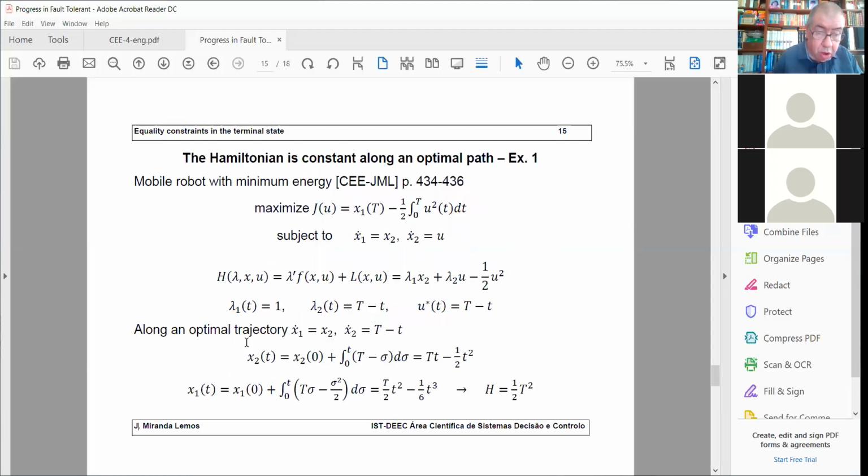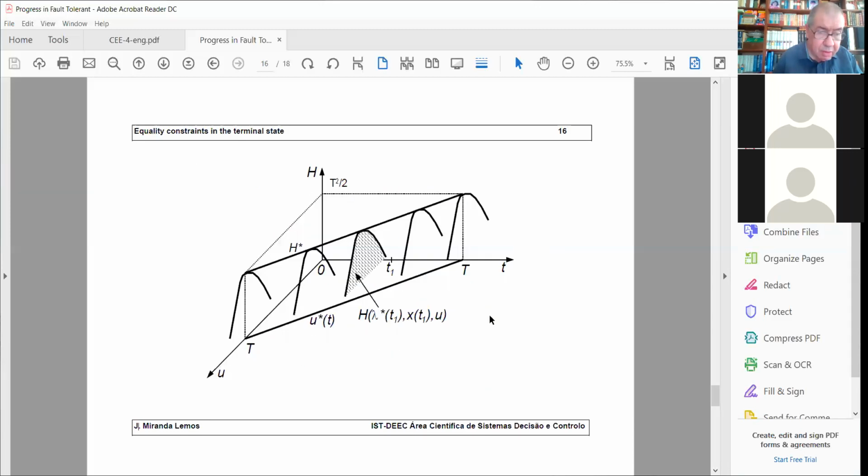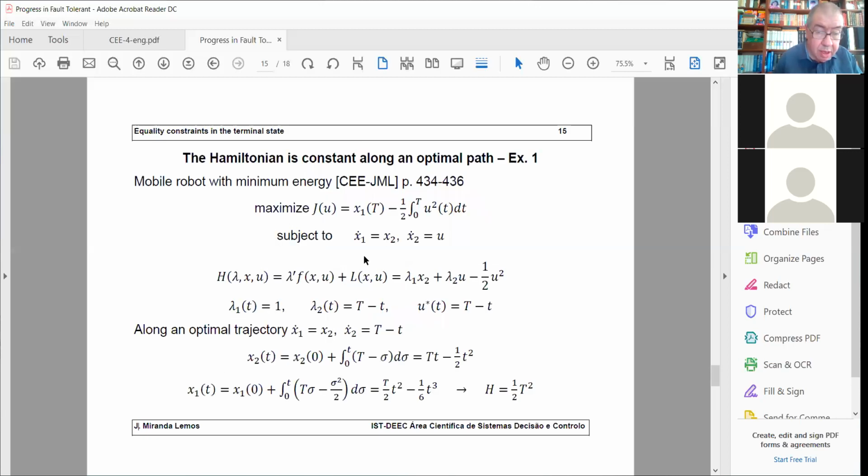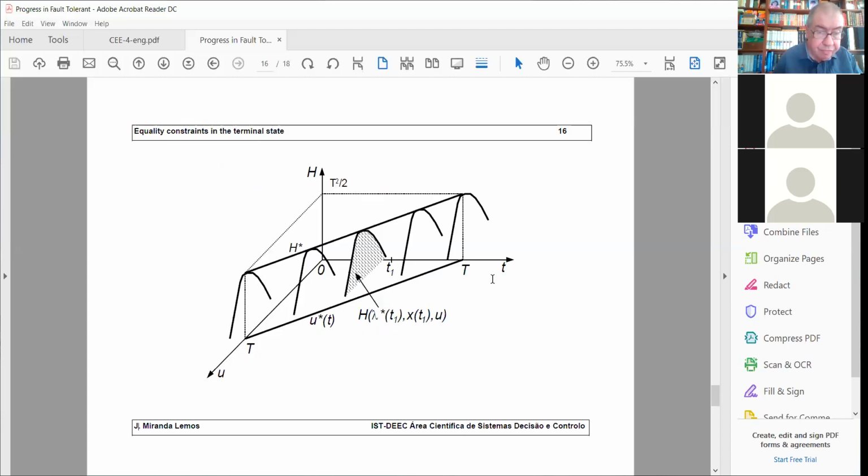Remember that the optimal control was, where is it? Here. The optimal control is capital T minus t. So it's this straight line here. So what happens is that at each time instant, the relationship between H and u is a parabola turned upside down. If you look here, you see that it is a parabola upside down. That is changing because lambda 1 and lambda 2 are changing. But as a function of u, H is a parabola upside down.